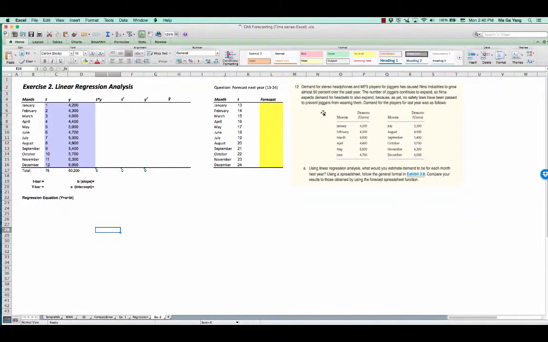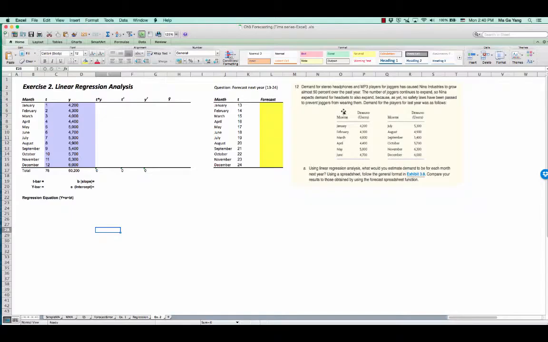The question is asking: the demand for stereo headphones and MP3 players for joggers has caused Nina Industries to grow almost 50% over the past year. The number of joggers continues to expand, so Nina expects demand for headsets to also expand, because as yet no safety law has been passed to prevent joggers from wearing them.